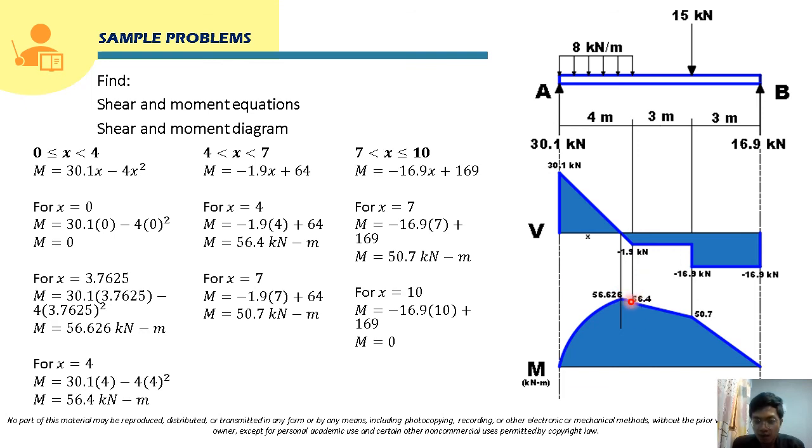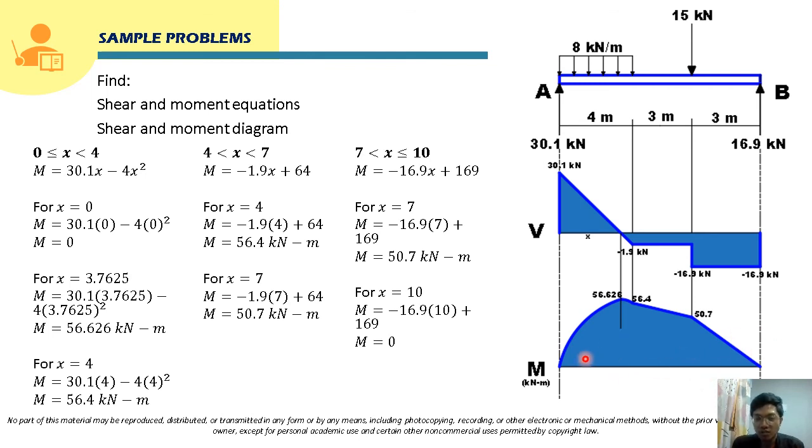So it will go down a little bit. And then for x equal to 4, that is the same, 56.4. For x equal to 7, 50.7. So x equal to 7 is here at this point. So this is 50.7. And for x equal to 7 for the third segment, that is still 50.7. And then for x equal to 10 plus, the moment is 0. So therefore, the point is here. Okay, so we are going to connect those points, class, using our ruler.